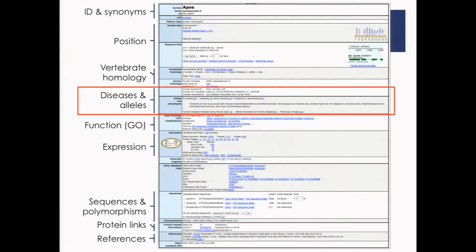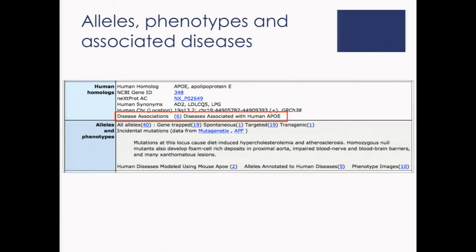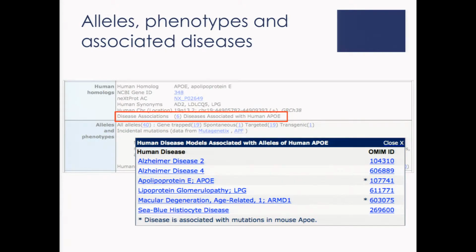So if we zoom in on the diseases and alleles, you'll see that I've expanded out both the human homologs and the alleles and phenotypes section, which refers to the mouse. And you see here where I've boxed the disease associations. ApoE is involved in 6 different human diseases. You can click on that to generate a pop-up and see which those are. And this data is provided to us by OMIM.